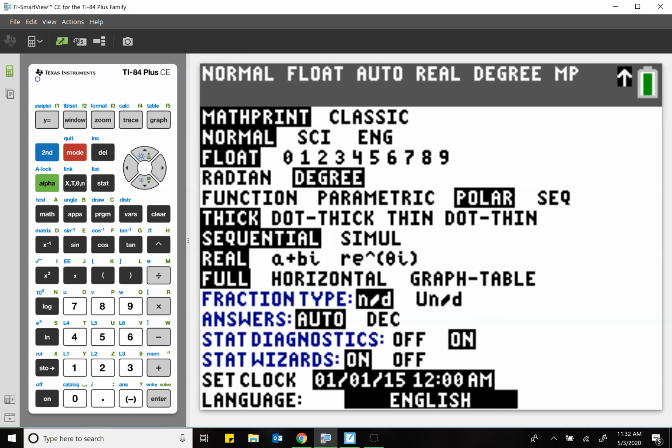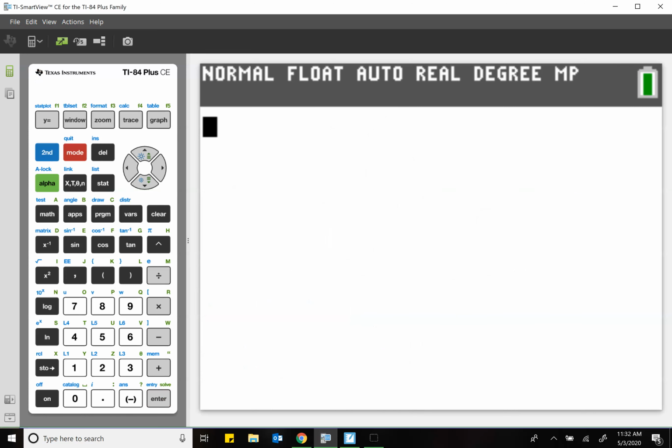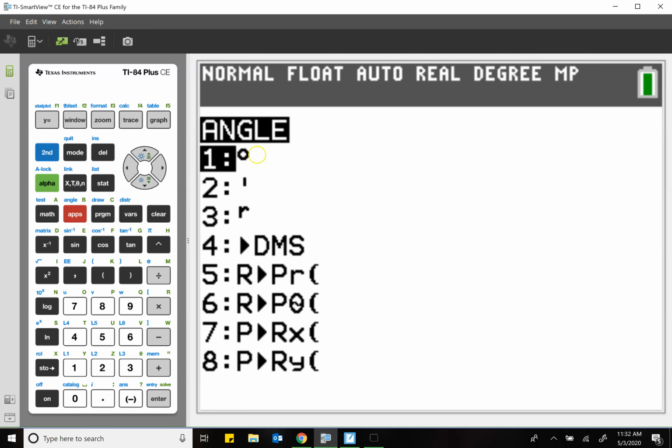So I'm going to hit second mode to quit, and then show you where some stuff is at. Right up here above the word apps is the blue word angle. If you hit second apps, look at that. There's the degree symbol. There's the minute symbol. And then down here, there's this DMS, which we're going to talk about. So these are going to be kind of important for us. The degree, the minute, the DMS.